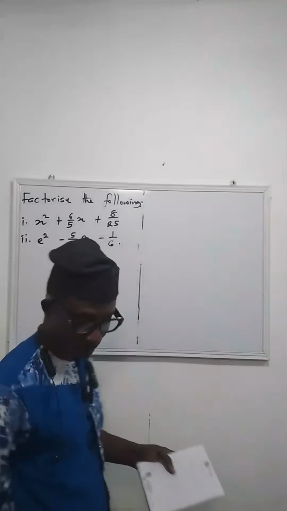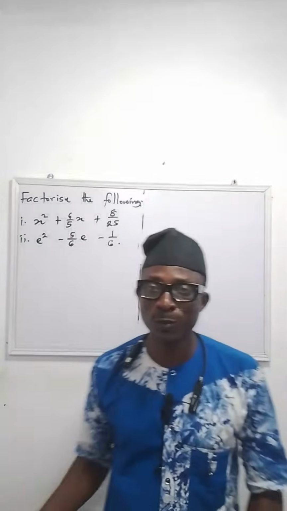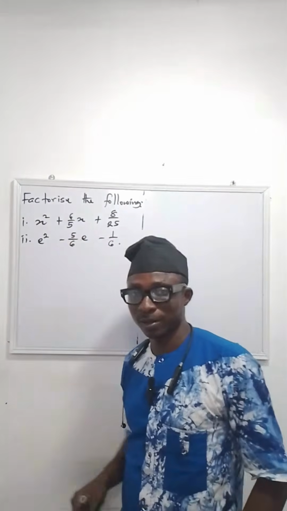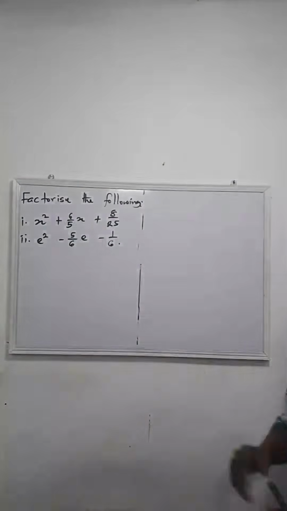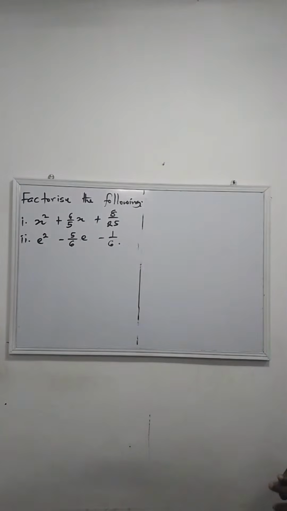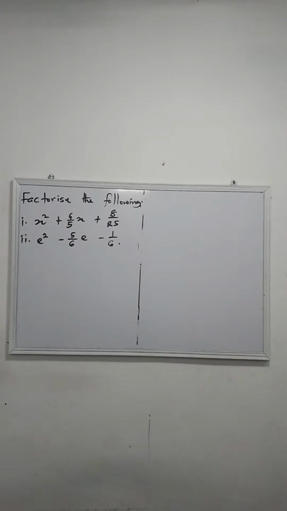Okay, now look at the question we have here. All right, so let me give you 2 minutes or thereabouts. Now attempt the first one. So if you have your answer, you can drop it in the comment section before we commence. Factorize the quadratic equation x raised to the power of 2 plus 6 over 5 x plus 8 over 25. So if you have the answer, you can drop that in the comment section.